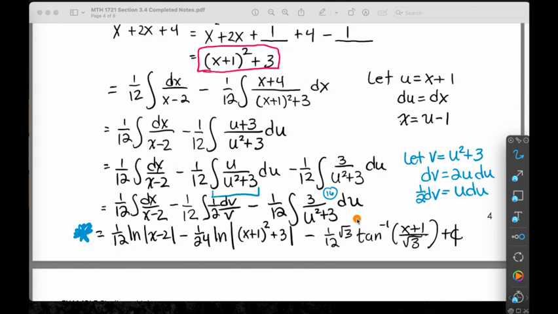For this last integral, we have 1/12 times the integral of 3 over u squared plus 3 du. And if you look on your reference tables at integral formula number 16, that's why I marked that here, you'll be able to use that formula to do this last integral here. And then you have your plus c. Whew, that was a long one. Very involved. We had a partial fraction, we had a complete the square, and then we had a u substitution twice.